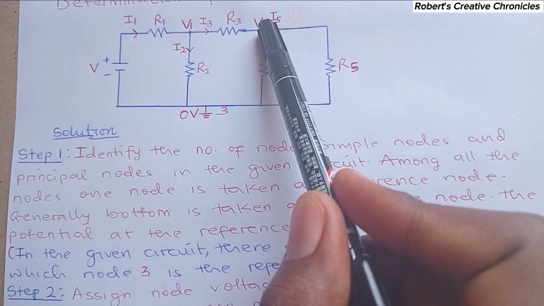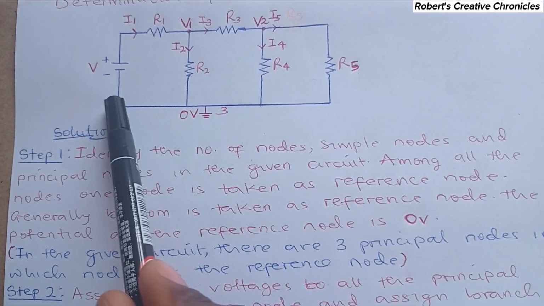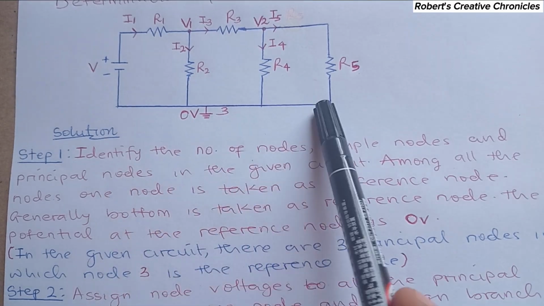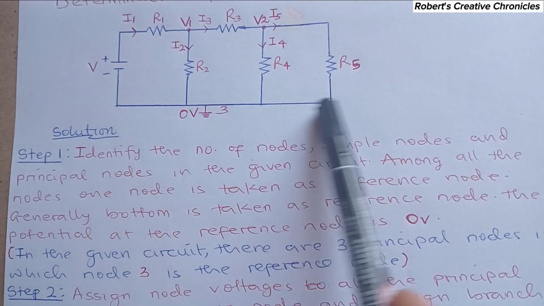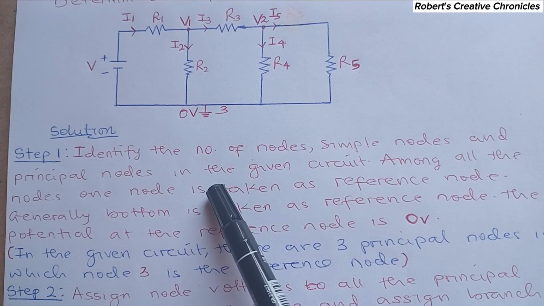Here also is a principal node. This base now is also a principal node. It is called the reference node, because here 1, 2, 3, 4 branches are interconnected on this line.